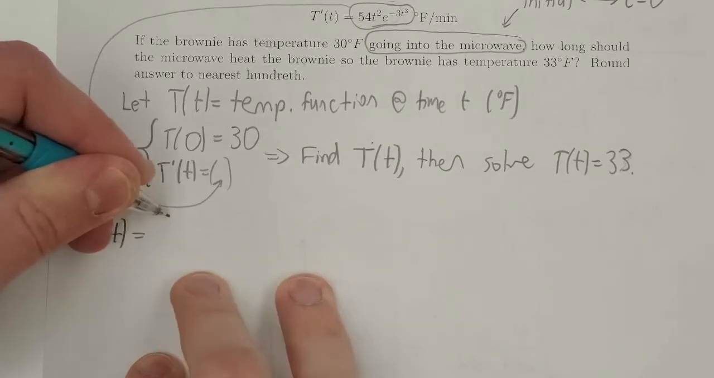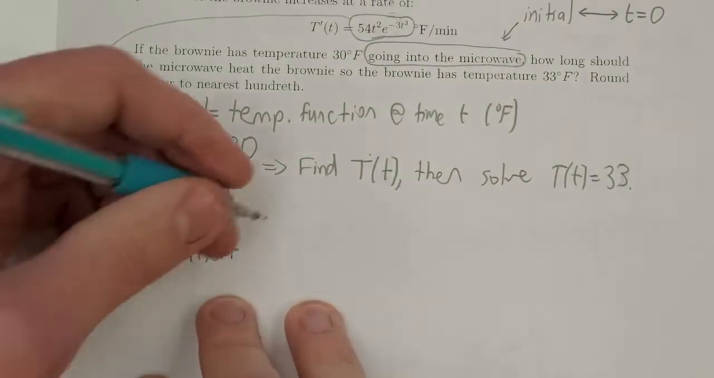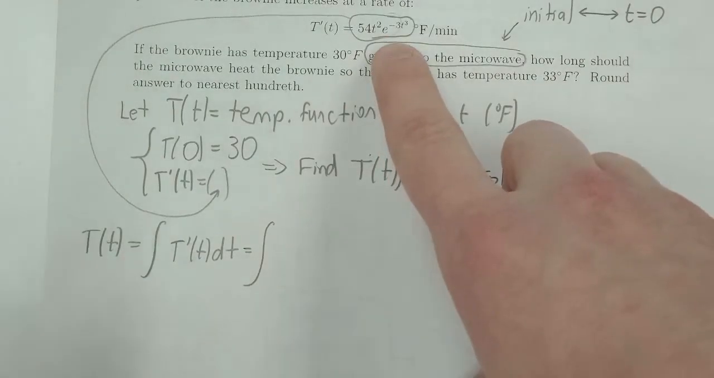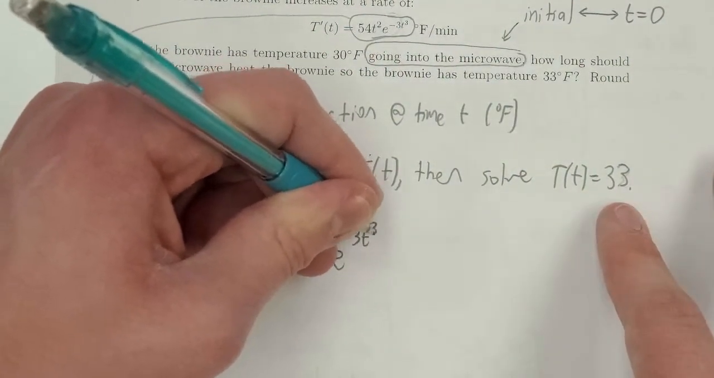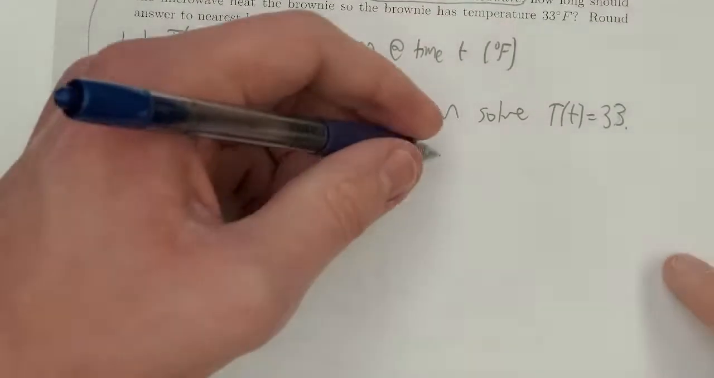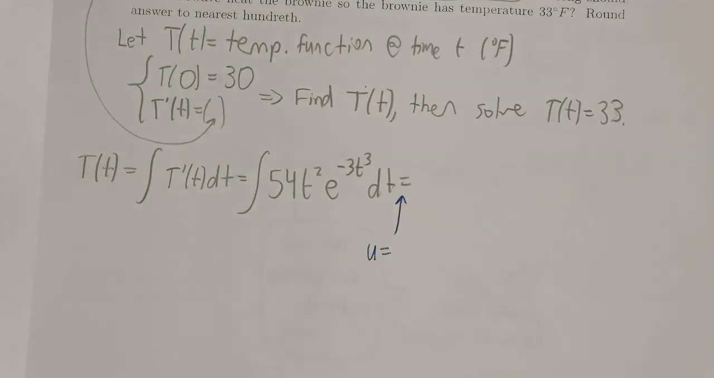So, let's integrate the derivative of our temperature function that the problem gives us. The problem states that T prime of t is equal to this guy right here, so that's 54t squared times e to the negative 3t cubed dt. Now, at this point, you probably have a good enough idea of what will be an appropriate choice for u. So, raise your hand if you have a good idea of what we should let u equal in this case. I want to pick on someone that I haven't picked on before. Go ahead. Negative 3t cubed. Exactly.